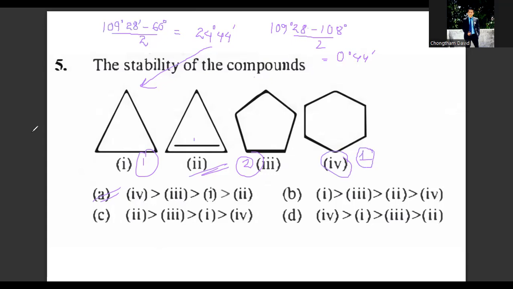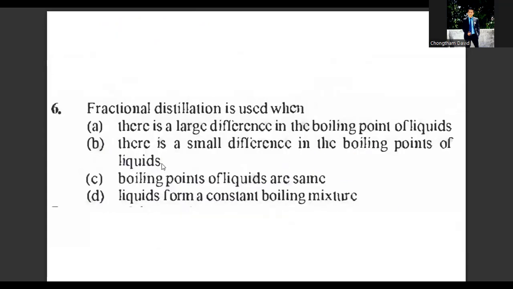Let's move on to question number 6. The fractional distillation is used when, you read the statements: A, there is a large difference in the boiling point of liquids. B, there is a small difference in the boiling point of liquids. C, boiling point of liquids are same. And D, liquids form constant boiling mixture. This is your azeotropes.